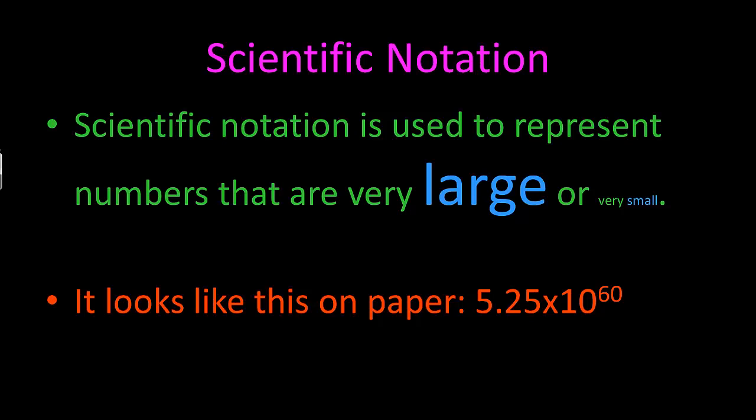Scientific notation is used to represent numbers that are very large or very small. It looks like this on paper. It always has a times 10 to some exponent: a number times 10 to some exponent.